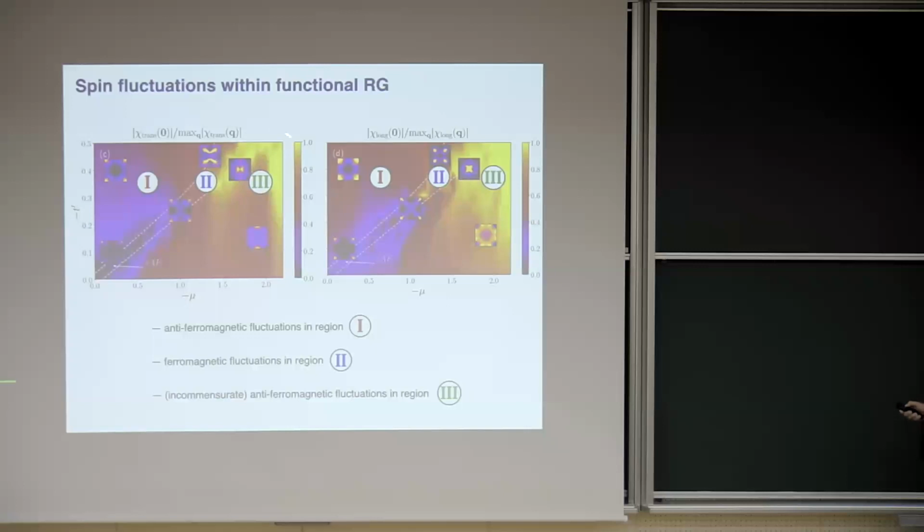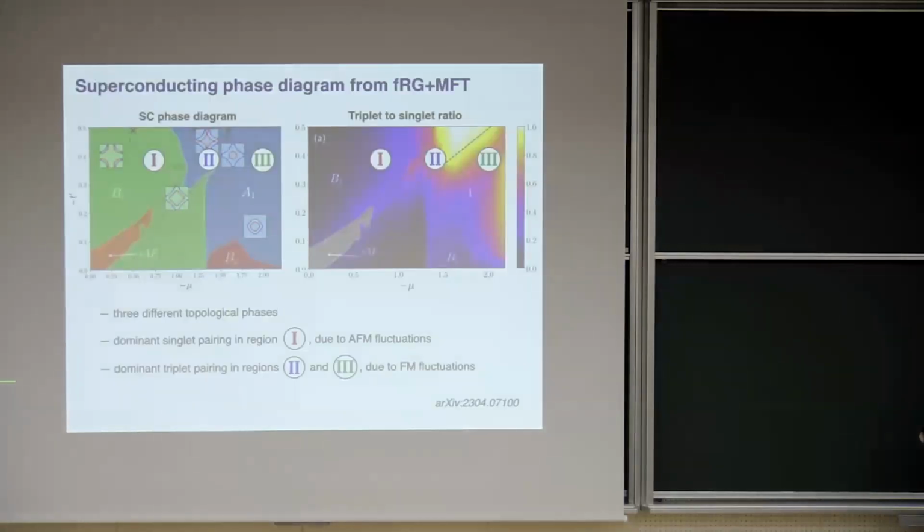Whenever we have these ferromagnetic fluctuations, where we have kind of only spin up, this naturally leads, in the Cooper pairing, to a pairing state where you pair up a spin up electron with a spin up electron. Okay, so let me go through these 3 different phases.